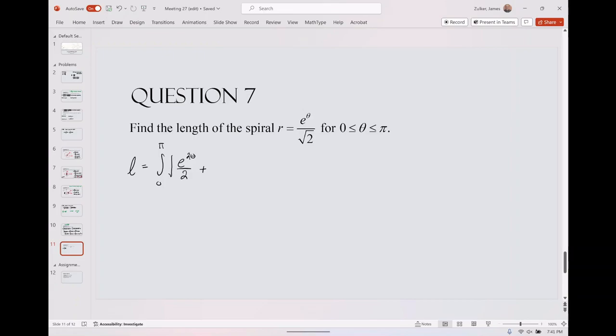Quotient rule? Why quotient rule? I mean, you can use quotient rule, but what's the derivative of root 2? So you don't need quotient rule. Isn't that a scalar multiple? It's 1 over root 2 times e to the theta. What's the derivative of e to the theta? R prime is the exact same thing. It's just e to the theta over root 2. Square it.